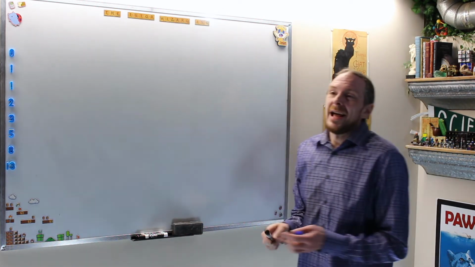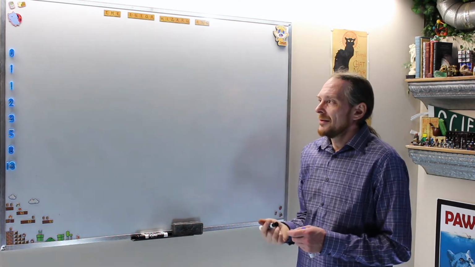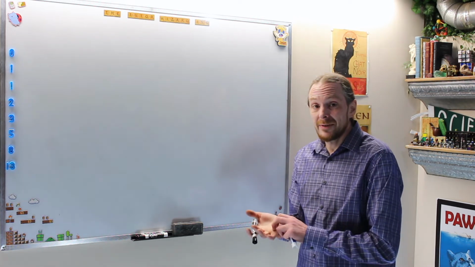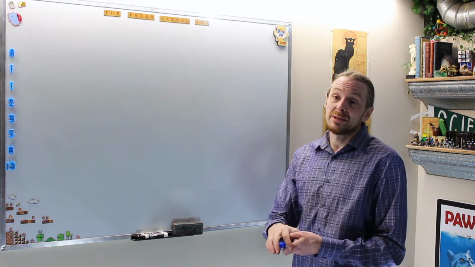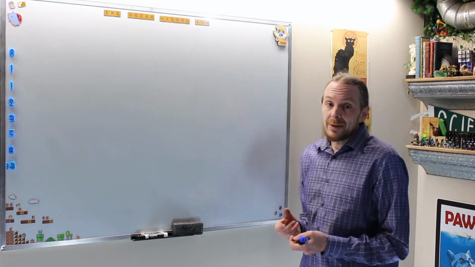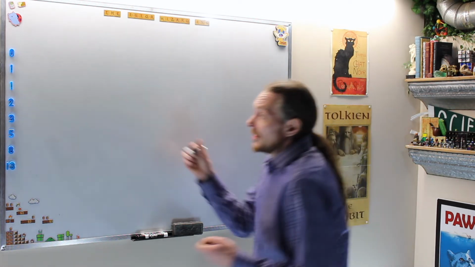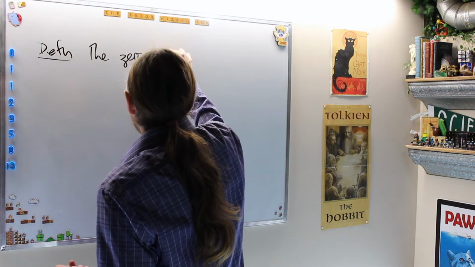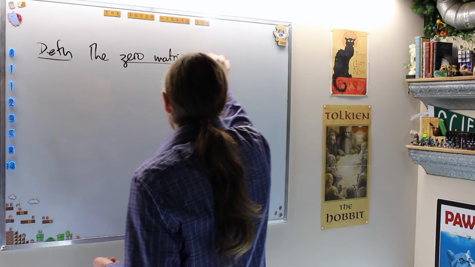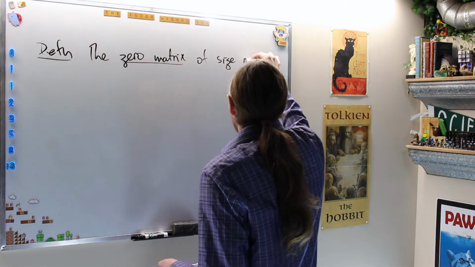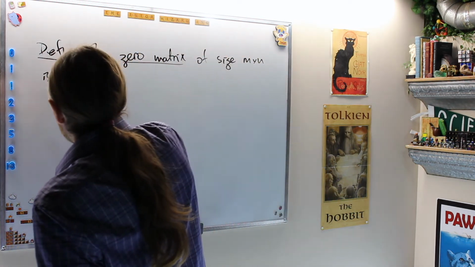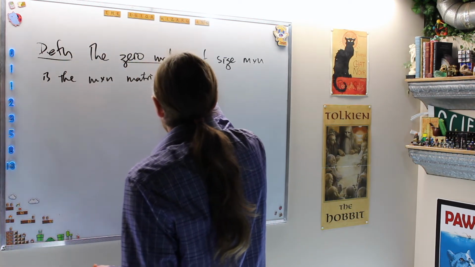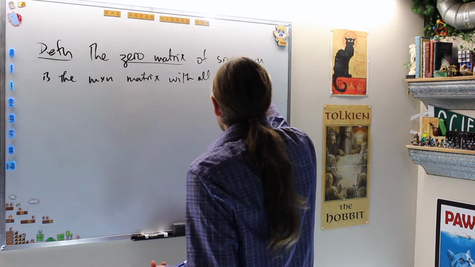Since I've done that, and as we're going to build the algebra for the set of all m by n matrices, once we've added and multiplied and those types of things, we definitely want for every size the zero matrix. So let's give that now. Definition. The zero matrix of size m by n is the m by n matrix with all zero entries.